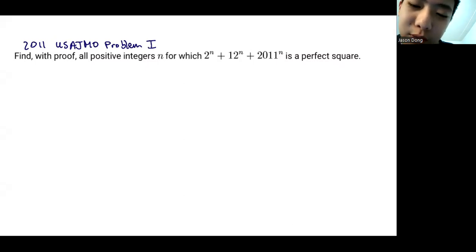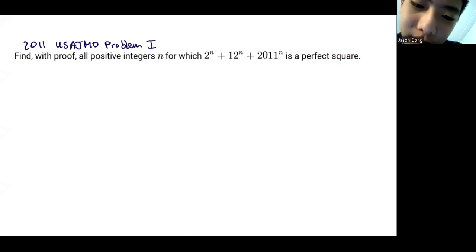Find with proof all positive integers n for which 2^n + 12^n + 2011^n is a perfect square. A simple one-sentence problem. I mean simple in that there's only one sentence, but the problem itself is not that easy.